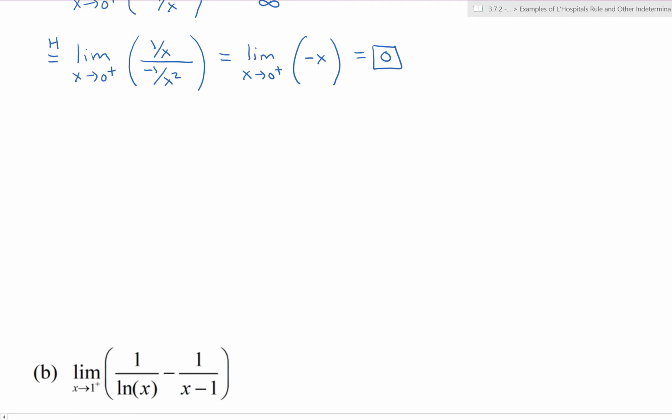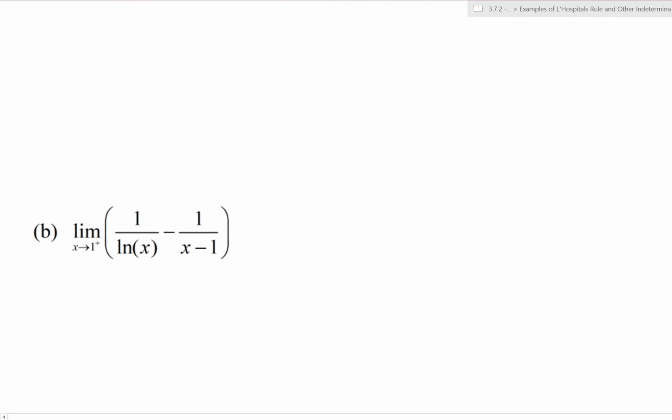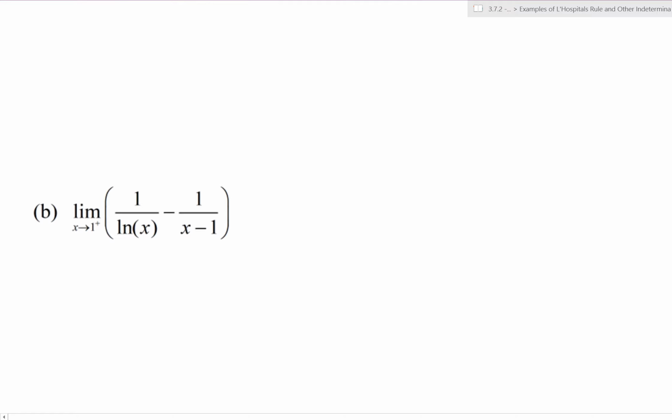How about another example? Let's take a look at this one. Here is the limit as x goes to 1 from the right of the difference of the two functions, 1 divided by the natural log of x minus 1 over x minus 1. So we know that natural log of 1 is 0, and for values of x larger than 1, the natural log of x is positive.